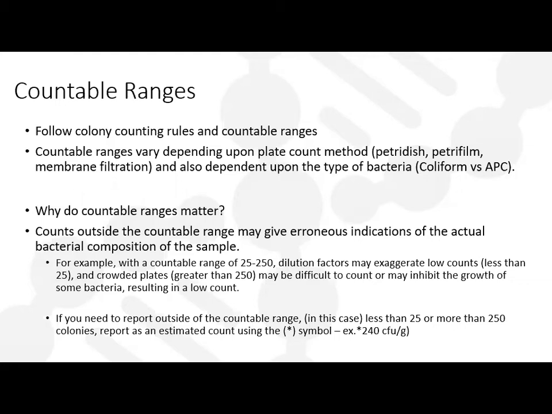So if you need to report outside of that countable range, if we stick with this example, less than 25 or more than 250 colonies, you would report that as an estimated count using the asterisk symbol. You might see that on your C of As, where we report an estimated 240 CFU per gram. If we took that from a 10 dilution factor plate and we had 24 colonies, obviously less than the 25, you'd want to use that estimated symbol and apply your dilution factor. So you would get an estimated 240 CFU per gram.